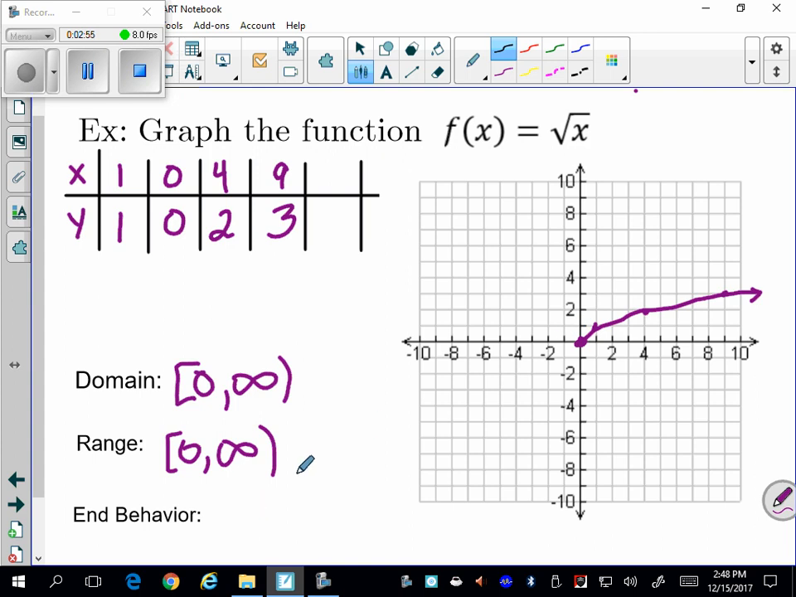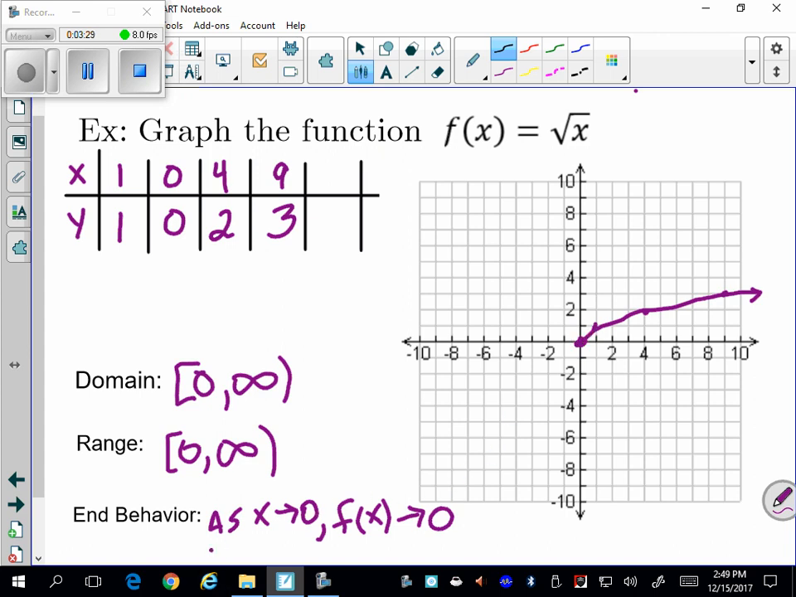And then end behavior. This is as x approaches. Since x cannot approach negative infinity, x will approach 0, which is the farthest left, the end of this graph. What is the y going towards when x goes towards 0? So as you're coming down the line, as x approaches 0, the y also approaches 0. This point is 0, 0. So as x goes to 0, the y goes to 0.